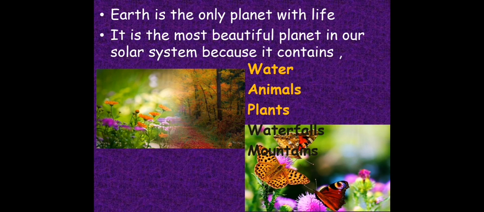Earth is the only planet with life. It is the most beautiful planet in our solar system because it contains water, animals, plants, waterfalls, mountains, etc. There are a lot of beautiful things in our Earth. So, Earth is the most beautiful and live planet in our solar system.